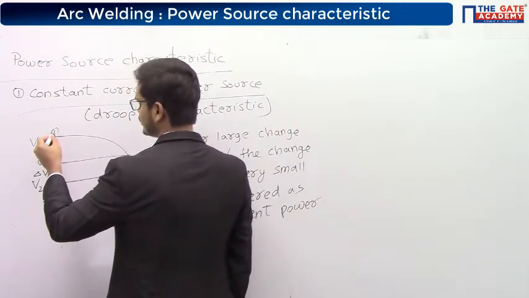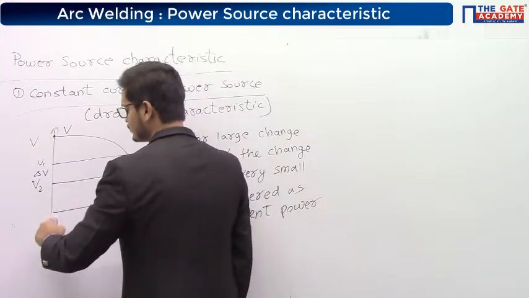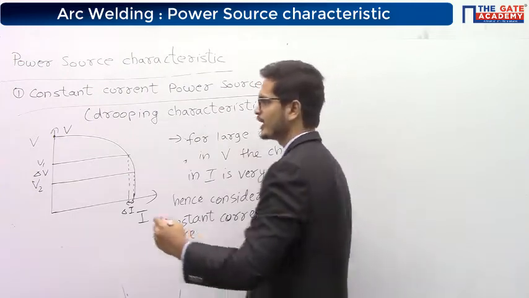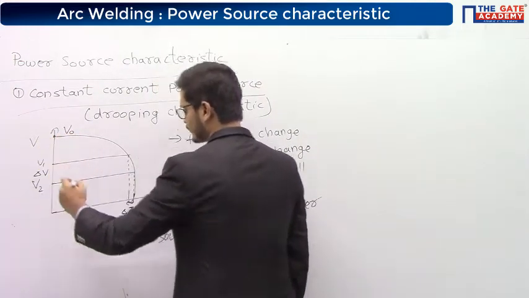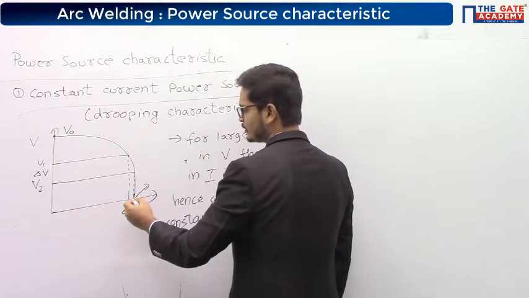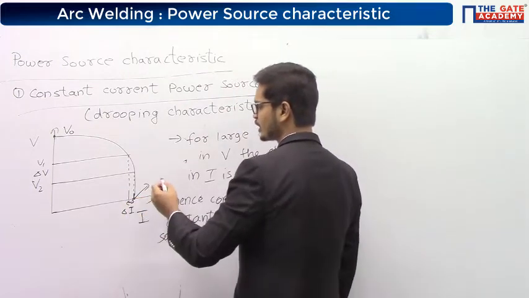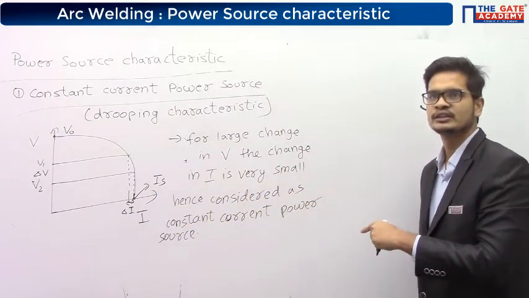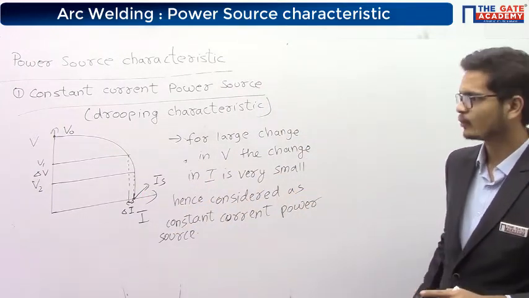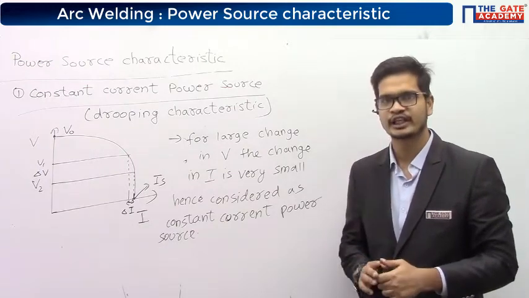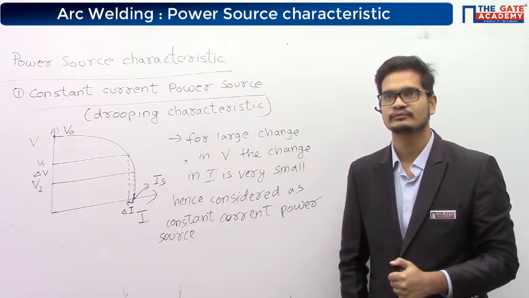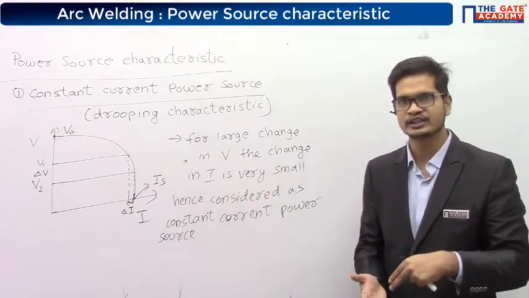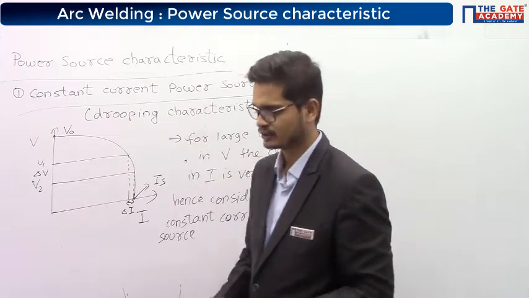This point where the voltage is maximum but the current is zero, I am taking as V naught. And similarly this point where the current is maximum but the voltage is zero, I am taking as IS. What V naught and IS are, I will tell later. Danish is asking, it will automatically change. Yes, as the arc length changes, it will automatically change.